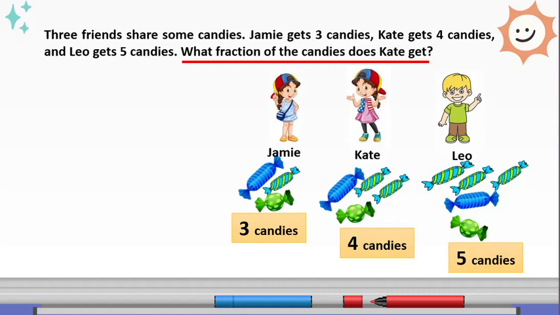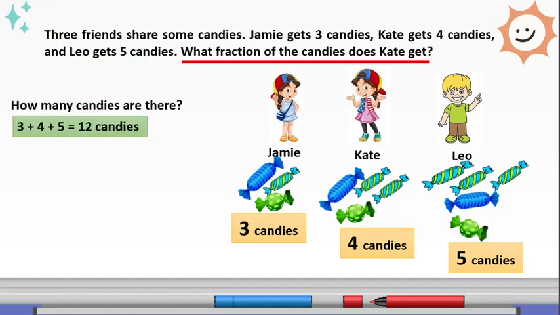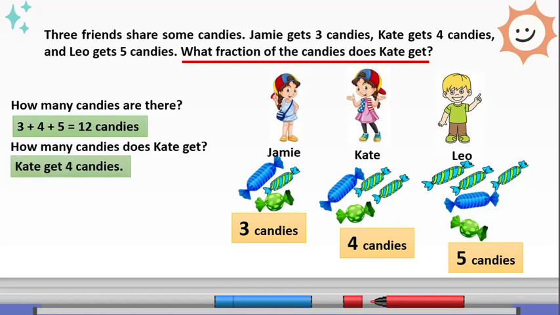Before we answer the given question, let's go deeper on the given problem by answering how many candies there are. So to get the total number of candies, we will simply add the number of candies each one of them gets. So 3 plus 4 plus 5 is equal to 12 candies. How many candies does Kate get? Based on the present illustration, Kate gets 4 candies. What fraction of candies does Kate get?